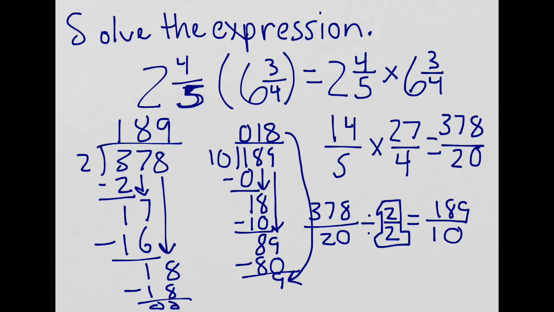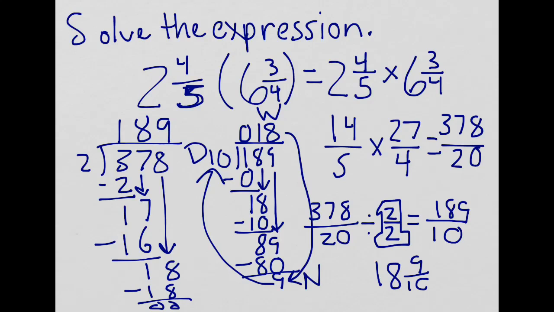So my answer, as a mixed number, remember that my quotient's my whole number, my remainder is my numerator, and my divisor is my denominator. So my answer is 18 and 9/10. Box in my answer, and that's it. Woo!